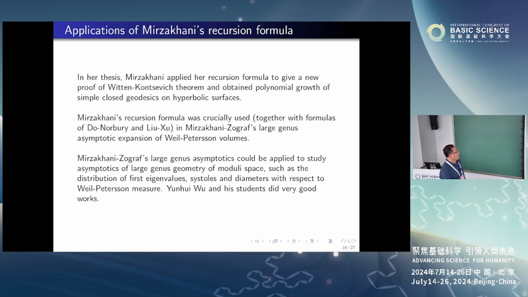And the large genus asymptotics of Mirzakhani and Zograf, as we mentioned before, can be applied to study large genus geometry, the asymptotics of the large genus geometry of moduli space. For example, the distribution of first eigenvalues, systoles, and diameters with respect to the Weil-Petersson measure. Yunhui Wu and his students did a very interesting and important work on this subject.